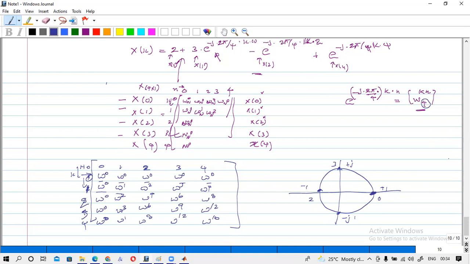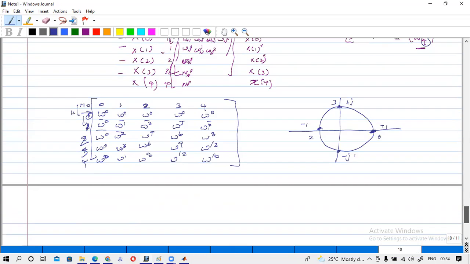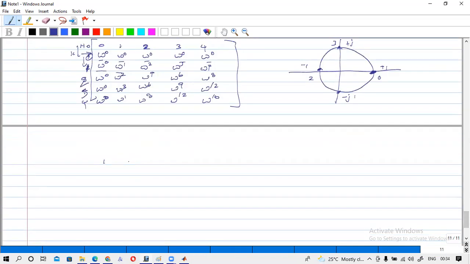For all terms you will get 1. So you will have 1, 1, 1, 1, and here also you will have 1, 1, 1, 1. And what is this one? W1, that is this one, so it will be minus j. And this is W2, that is this point, it will be -1. This will be W3, it should be this one, so it will be plus j again. And this will be 4, that means 0, 1, 2, 3, 4, so it will be +1 again.